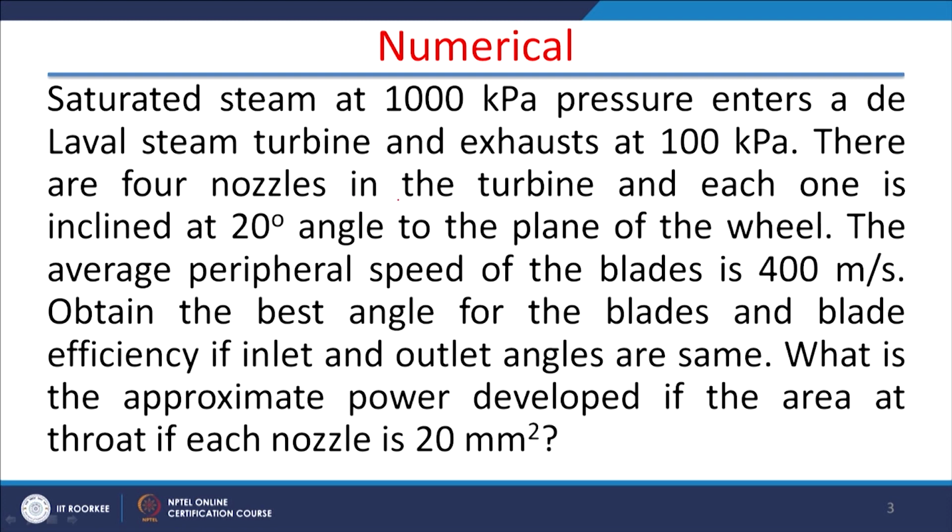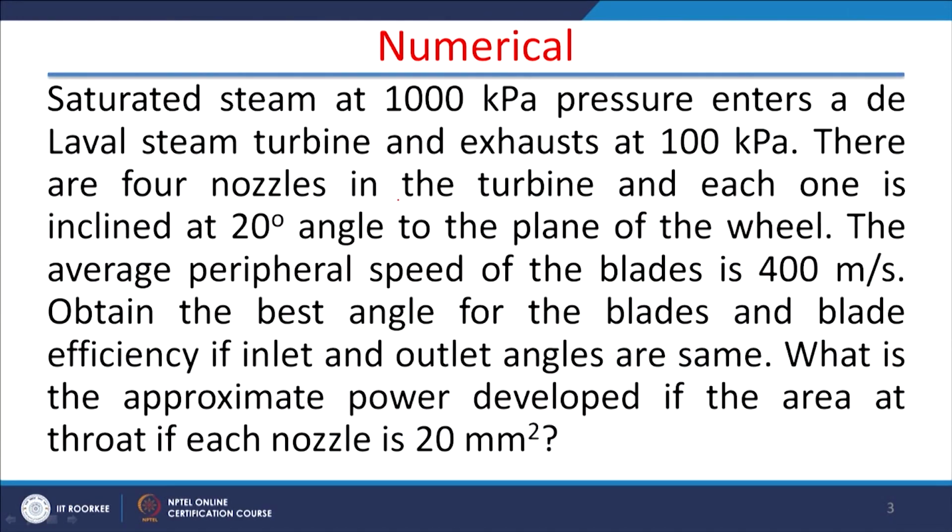There are 4 nozzles in the turbine, and each one is inclined at 20 degree angle to the plane of the wheel. So, alpha 1 is 20 degree nozzle inlet angle. The average peripheral speed of the blade is 400 meters per second. So, U is already given. Obtain the best angle for the blades and the blade efficiency if blade inlet and outlet angles are the same. What is the approximate power developed if the area of the throat of each nozzle is 220 mm square.